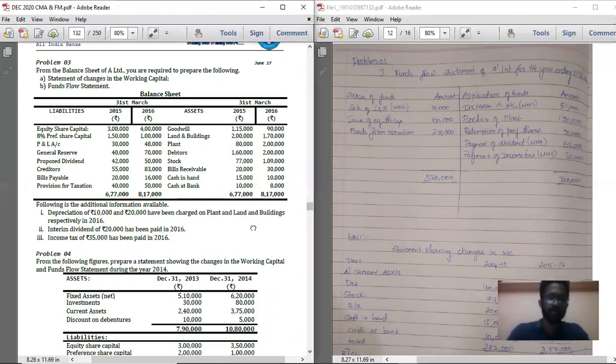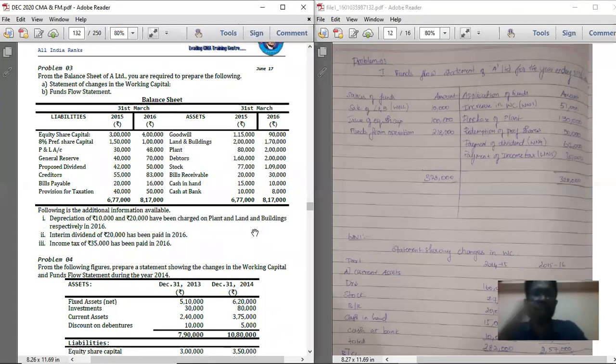Next few problems. See, next problem number 3. From the following balance sheet of A Limited, you are required to prepare the statement of changes in working capital and the fund flow statement. For calculating the fund flow statement, you first need the changes in working capital. Ultimately, we should find the fund flow statement. They have given the balance sheet, liability side: equity share capital, preference share capital, P&L account, general reserve, proposed dividend, creditors, bills payable, and provision for taxation. So all are repeated liabilities.